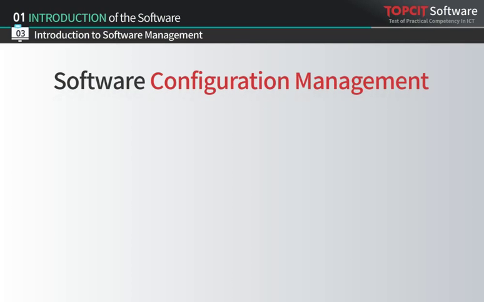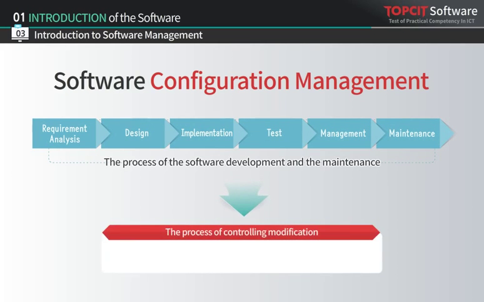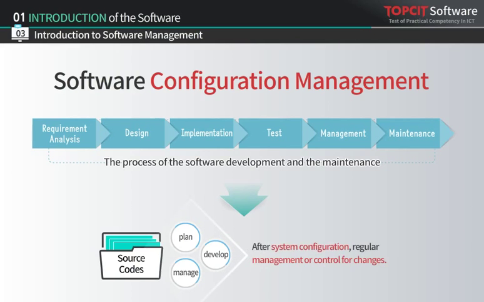The next activity is software configuration management. In the process of developing or maintaining software, the change control procedure is very important to manage artifacts from software development phases and to get high-quality software. This is done through software configuration management. In other words, software configuration management is an activity that builds system configuration which plans, develops, and manages documents or source code during software development or maintenance activities. It is also an activity that regularly manages and controls a series of changes to them.